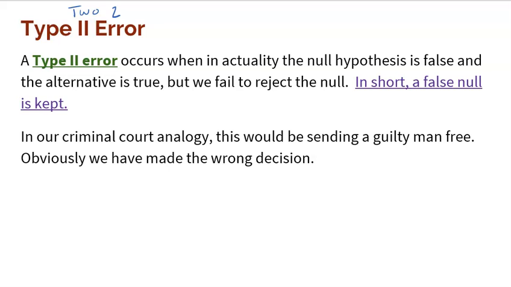So in our criminal court analogy, this would be sending a guilty man free. Obviously, we've made the wrong decision, right? And again, this happens too. O.J. Simpson is a very classic case where a lot of people do feel that a guilty man was set free. That's just an example. And those types of things make big headlines. But usually if somebody's guilty, they go to jail. So that's what happens the majority of the time. But every now and then, there's just not enough evidence to send somebody to jail, even though we truly believe they're guilty. So again, this does happen.